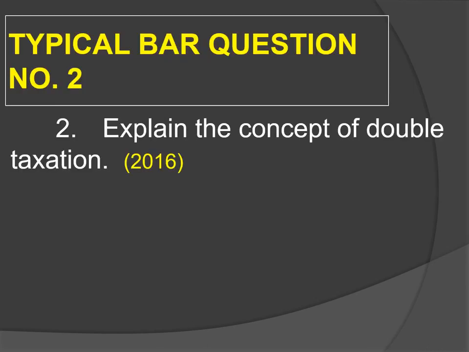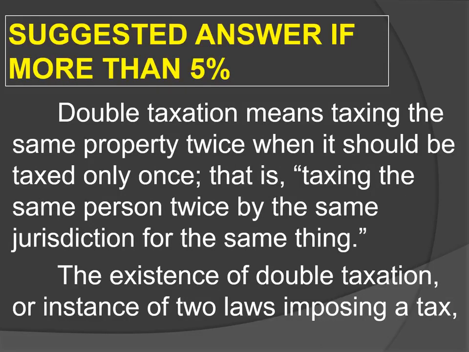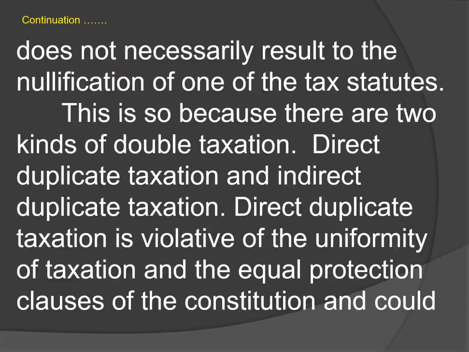So let's have a look at another concept, typical bar question number 2. Explain the concept of double taxation. Again, look at the subject weight. Is it 5% or less, or is it more than 5%? If 5% or less, it is a truncated answer. If it is more than 5%, then it is an expanded answer. Just have a look at this, review this later on, and understand it, and internalize the reasoning process behind this.